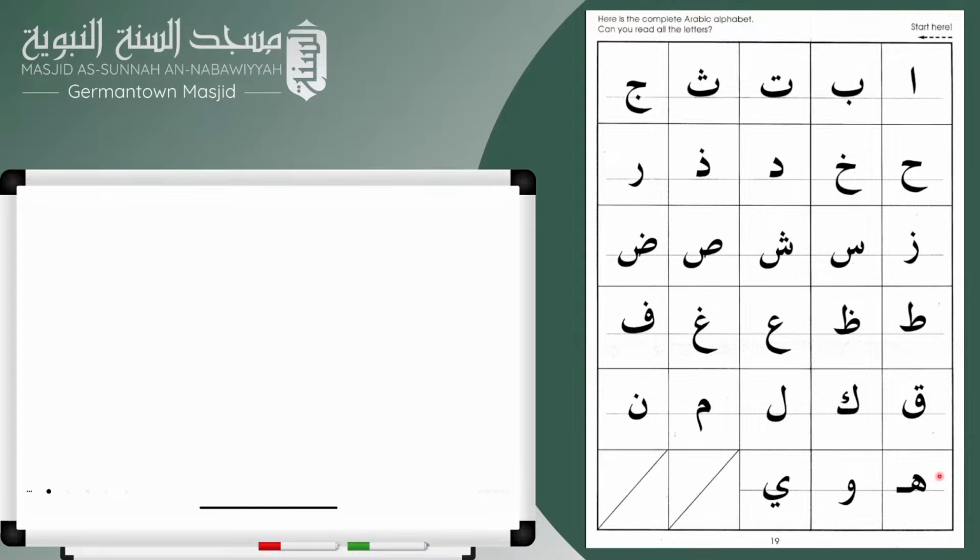We have 3 letters in the last box. First box, last line. Ha, ha, ha. Make this one deep. This one is from the bottom of the throat, very close to the chest. It should vibrate the chest as you say it.